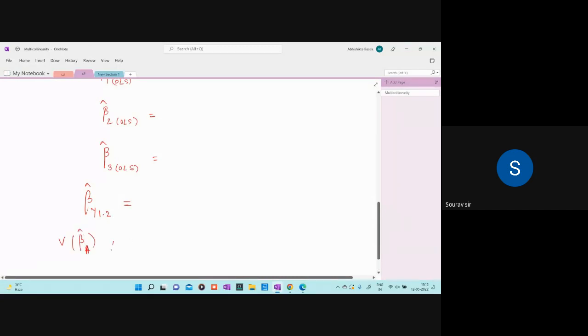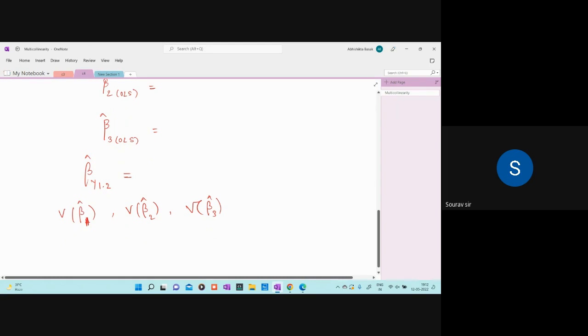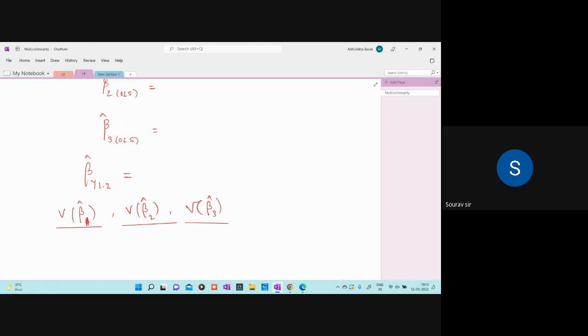So the variance of beta 1 hat, variance of beta 2 hat, and variance of beta 3 hat as well, will be a function of sigma square and the respective correlation between the two variables. We need to test, and we can do the testing procedure over here as well. If you don't want to write this, you can exclude this part and directly go for this procedure, where it is going to reflect the variance of the three estimates, basically the coefficients of the covariates x1, x2, x3.